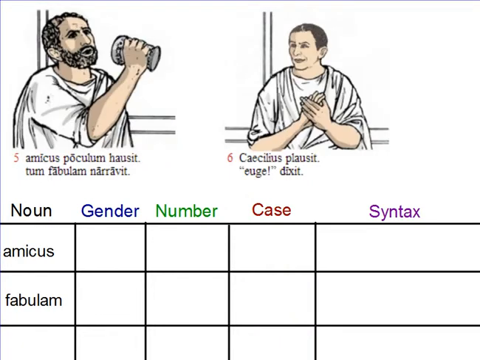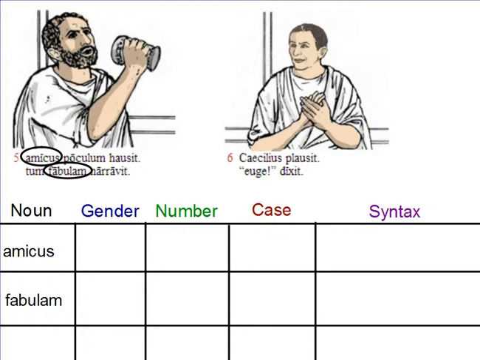Amicus poculum hausit, tum fabulam narravit. The friend drained the cup. Then he told a story. Poculum hausit is an idiomatic expression in Latin. You don't translate it exactly, perfectly into English, word for word. Let's parse amicus and also fabulam.